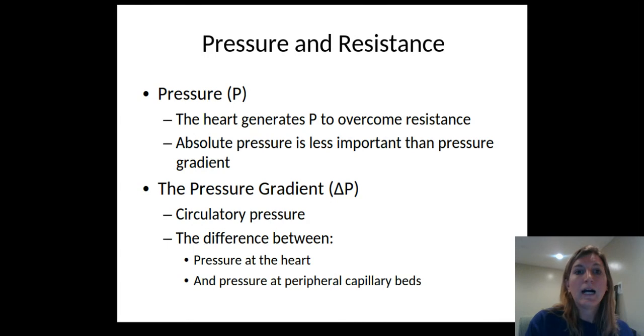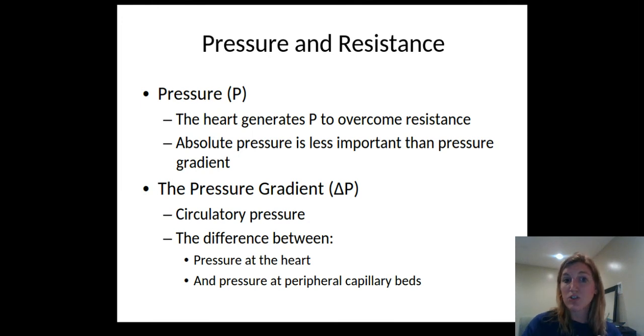Pressure, or P, is the ability for your heart to overcome that resistance that's there. So the absolute pressure is actually less important than the pressure gradient. It's really about the difference in pressure. Just like with osmosis, right? Things go from high to low, diffusion, everything goes from high to low concentration. We're thinking about the same thing here. Blood is going to flow from areas of high pressure to areas of low pressure. So that's what we call a delta P, or a pressure gradient.